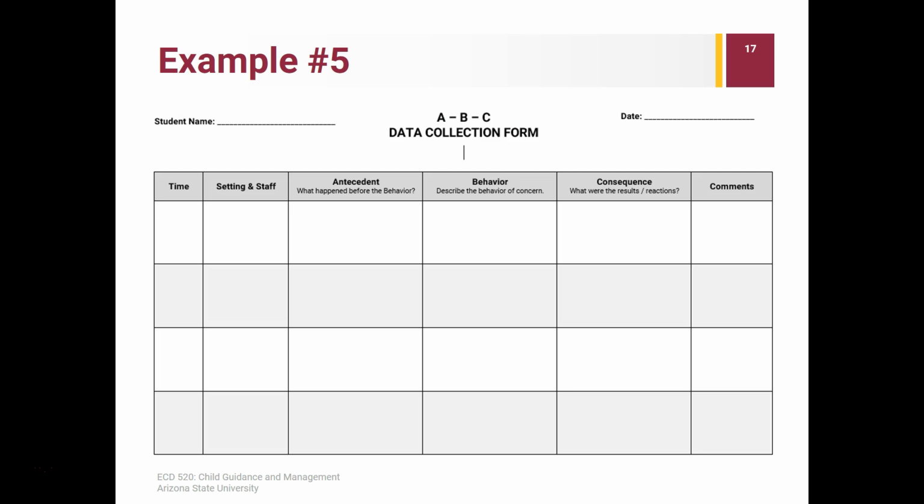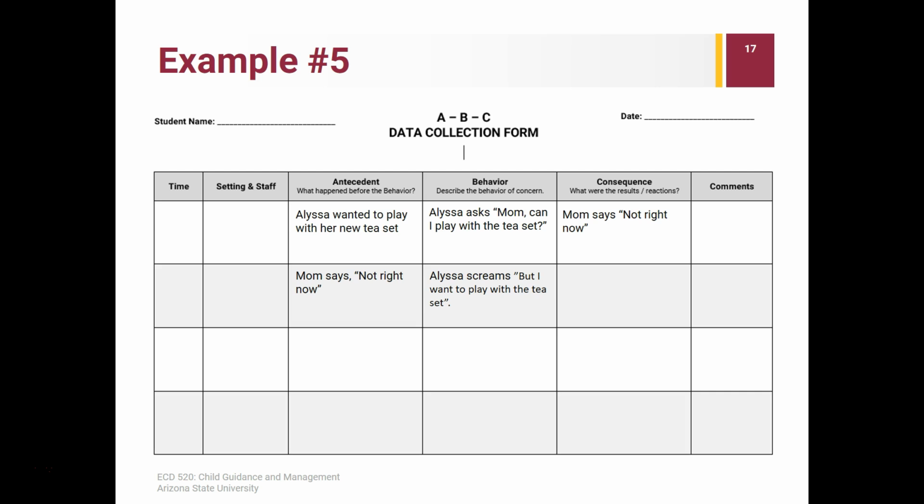Charting this example can get a little trickier because many of the consequences and antecedents will overlap. Let's take a look. The first antecedent is that Alyssa wanted to play with her new tea set. So her behavior was to ask her mom, "Mom, can I play with the tea set?" Then her mom said, "Not right now." Well, after her mom said, "Not right now," the immediate behavior was screaming, "But I want to play with the tea set." So the consequence of "not right now" also serves as the antecedent for the screaming.